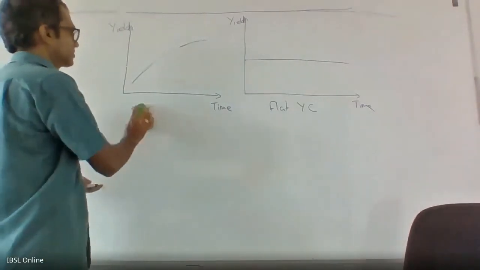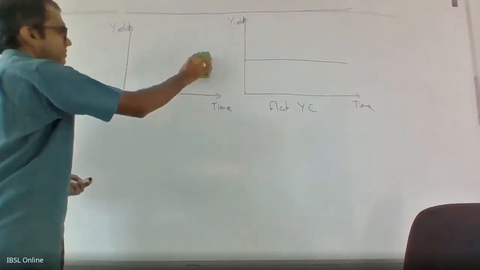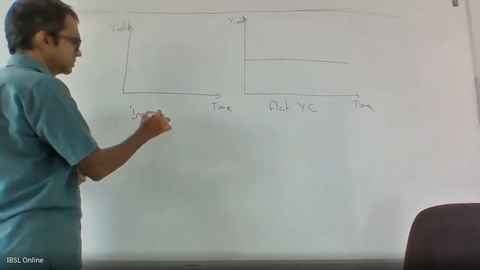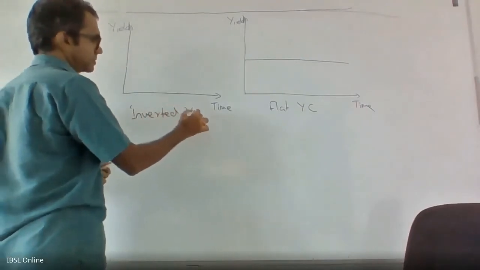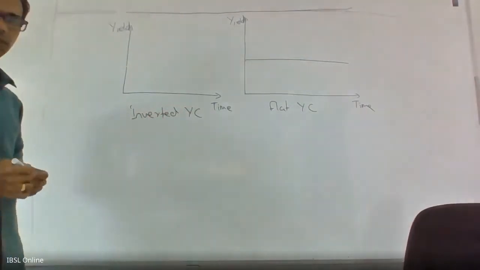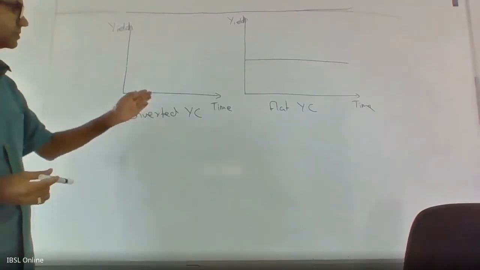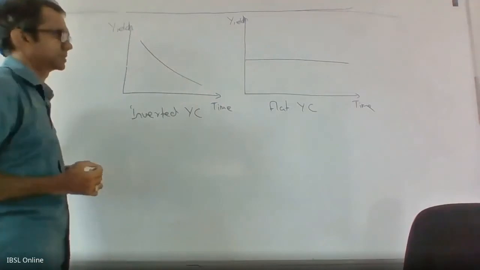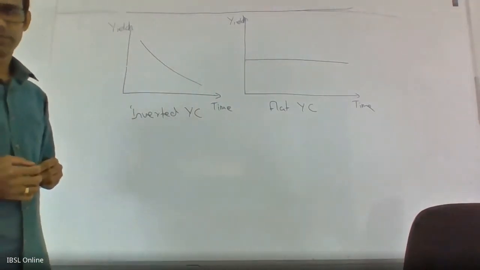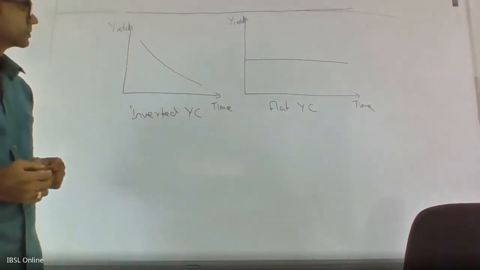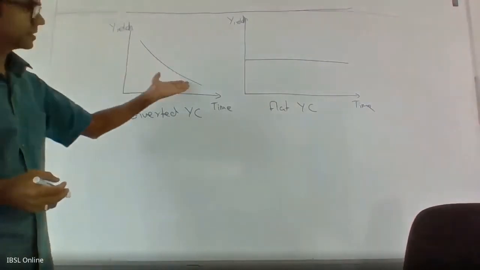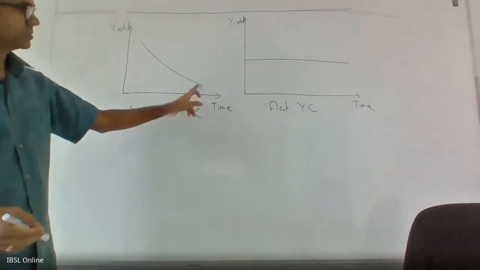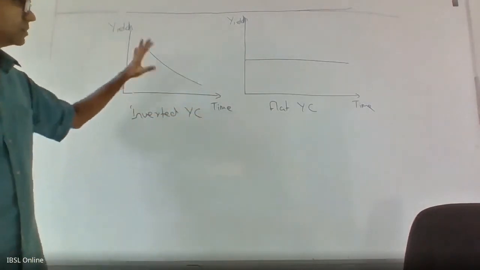Then the third one is the negative or inverted yield curve. What does it mean? In the inverted yield curve, short-term interest rates are high, long-term interest rates are low. This is an inverted yield curve. Short-term yields are high, long-term yields are low.